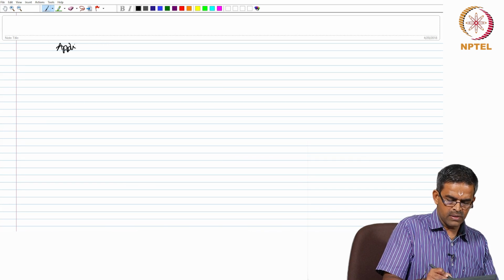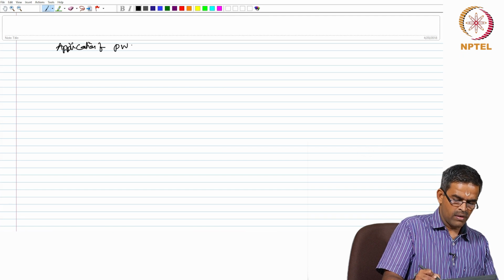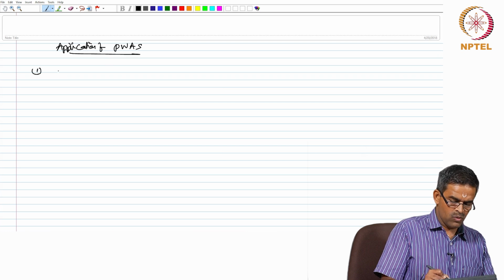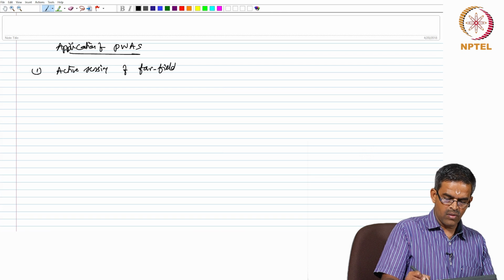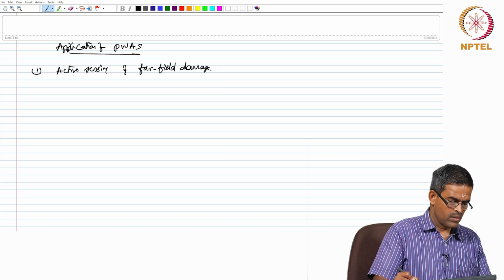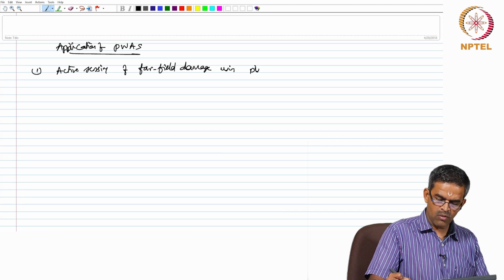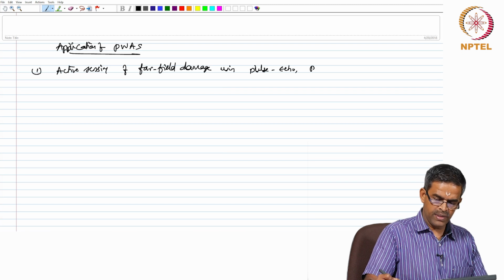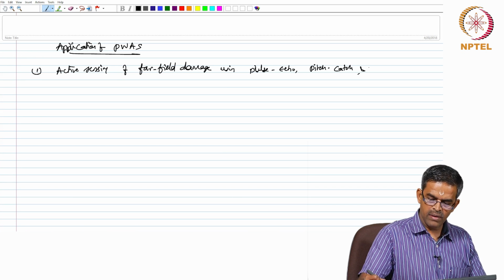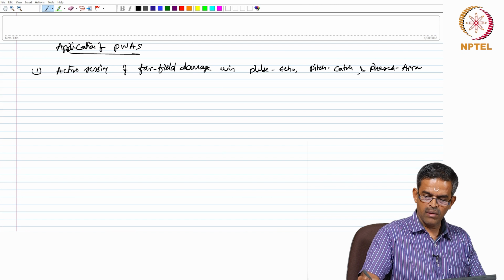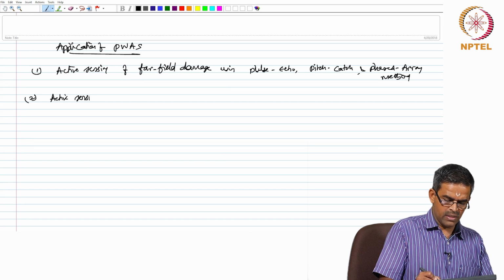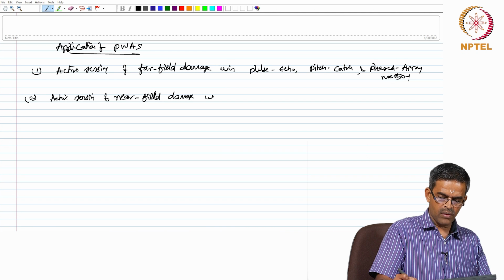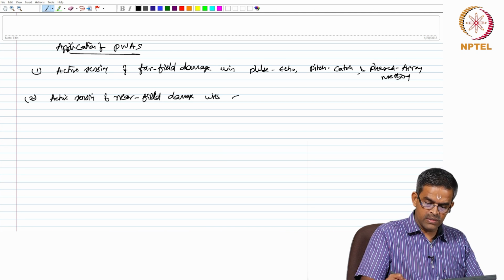Let us see the applications of piezoelectric wafer active sensors. 1. They can be useful in active sensing of far field damage using pulse echo procedure, pitch catch method and phased array method. They can also be useful in active sensing of near field damage with high frequency impedance method.